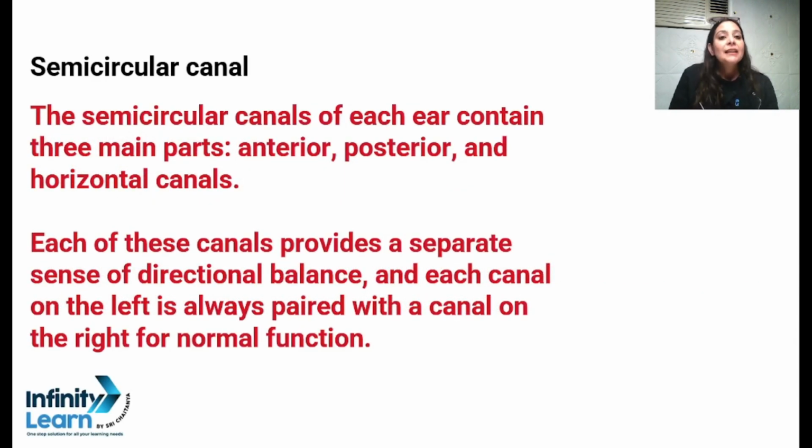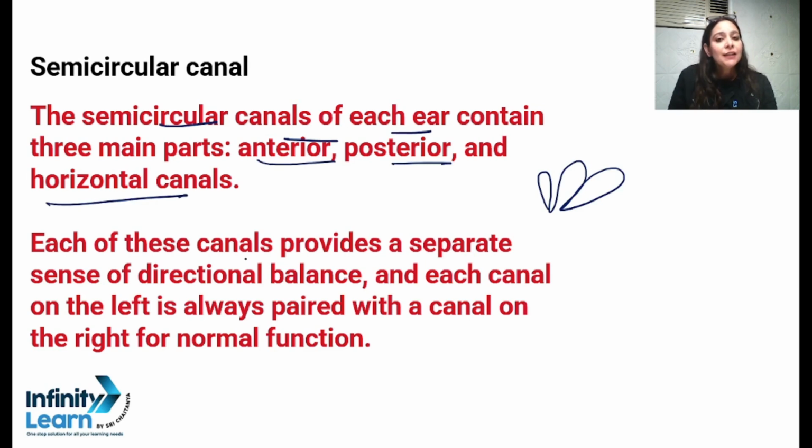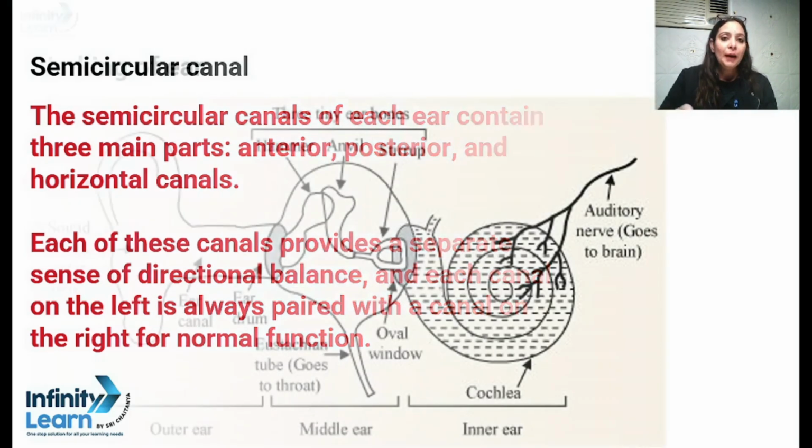The semicircular canal, on this ear, you can see these three canals like this, right? So these are basically semicircular canals. They contain three parts: anterior, posterior, and horizontal. Each of these canals provide a separate sense of directional balance. As you can see, whether you turn your ear like this or in any direction, you can actually hear all sorts of sounds. So the function of semicircular canal is to create that directional balance.